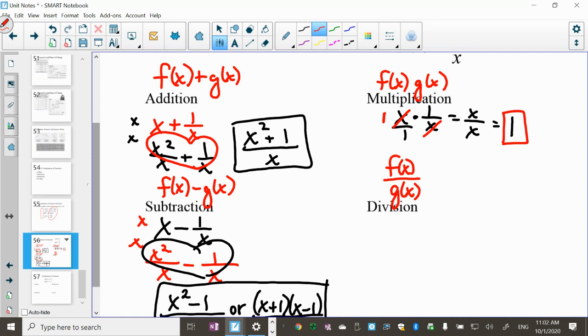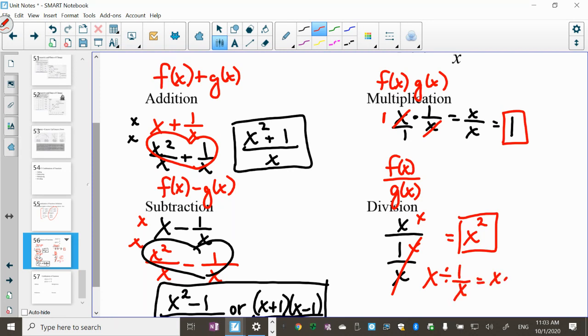When I divide them, I have x divided by 1 over x, and you can write it like this. Then I recognize that that is a complex fraction, and the denominator that I'm going to multiply the numerator and denominator by is x. So I have an x squared in the numerator, and in the denominator they cancel out to make a 1, so it's just x squared. The other way you can look at that is saying I have x divided by 1 over x. If I'm dividing by 1 over x, that's the same thing as saying x times the reciprocal, which again is x squared.